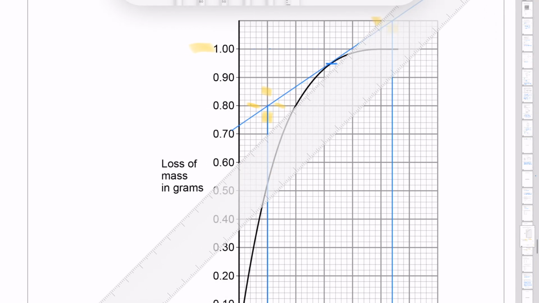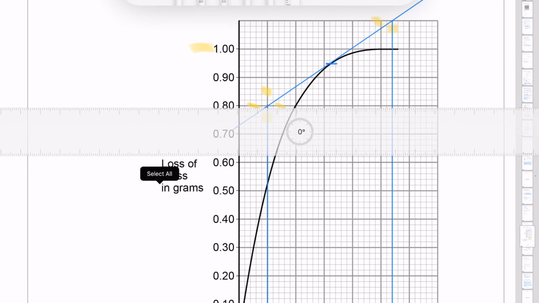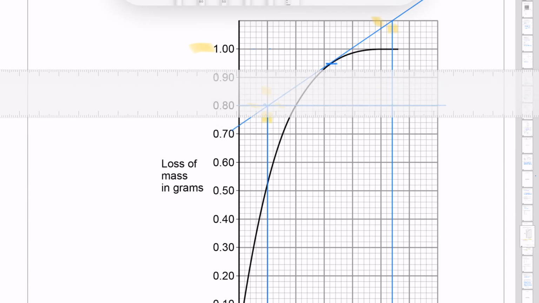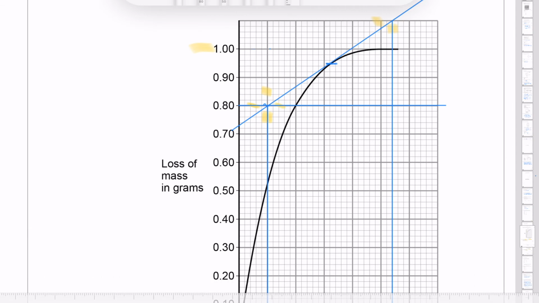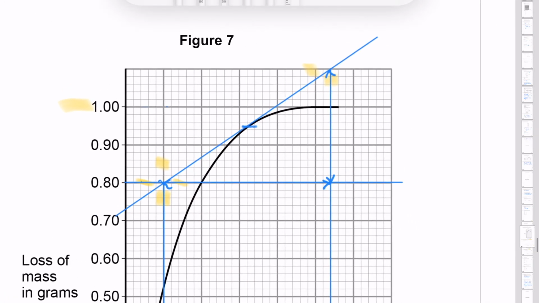And across the top here, because what we're trying to do is make one of those triangles that you use in maths to calculate the gradient. So now I have my lines correctly drawn on the graph. All I need to do now is work out the change in y and the change in x, and then I can calculate my gradient.